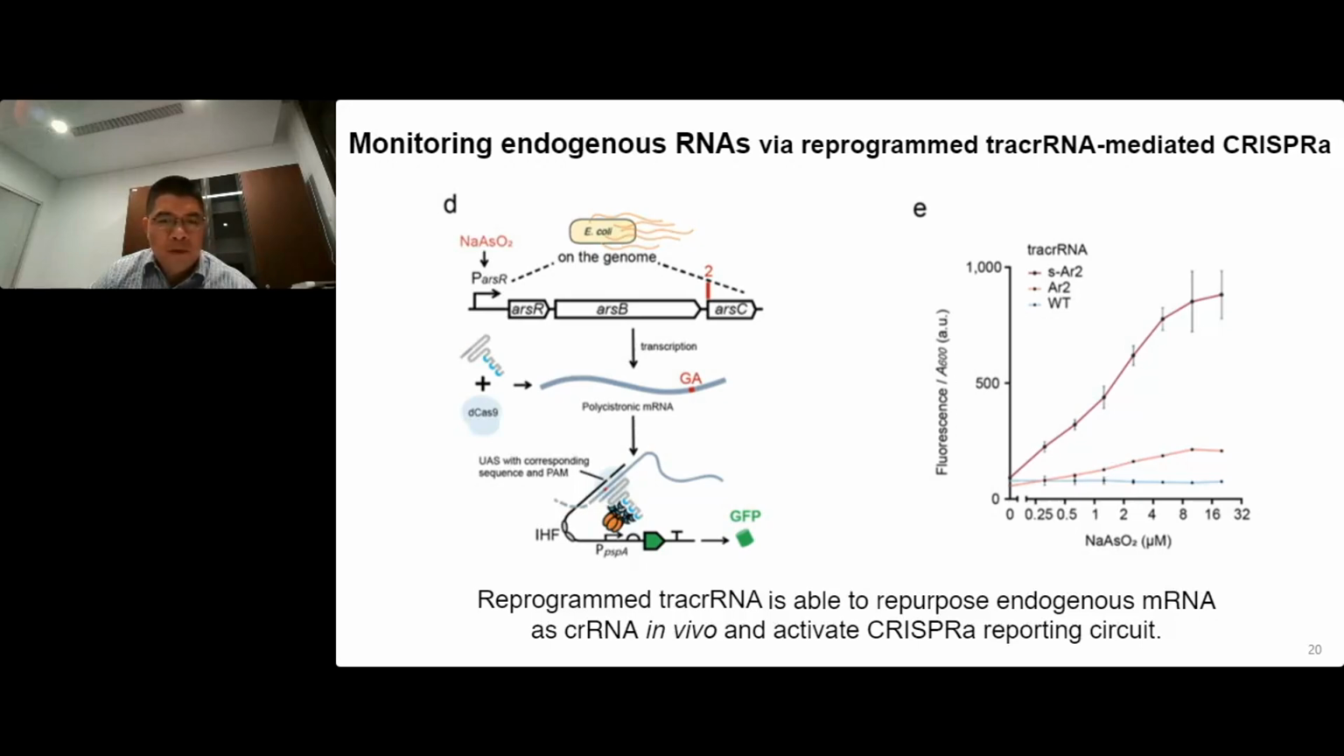As you can see here, with the increase of sodium arsenite in the medium, our CRISPR devices also generate fluorescence in proportion to the arsenic levels added, and you can compare to the wild type here. We can also increase the dynamic range by using a shorter region of the repeat and anti-repeat regions in these CRISPR devices. This demonstrates that we can reprogram the trans-acting CRISPR RNA to repurpose endogenous mRNA as CRISPR RNA in vivo and activate this CRISPR reporting circuit. This also shows that in the future, we can use this mechanism to monitor the transcriptional activities of various environmental response promoters on the genome.